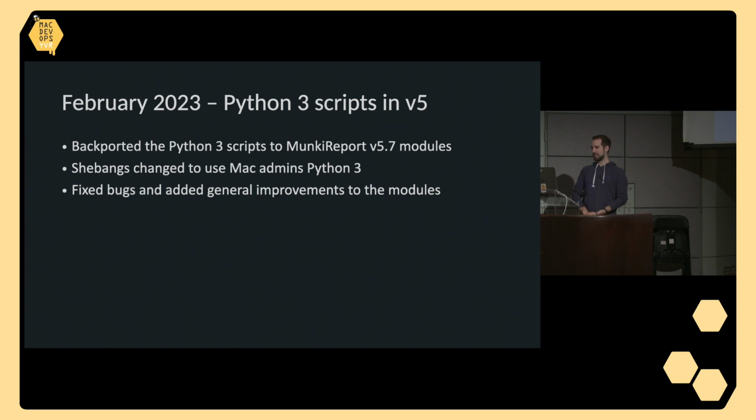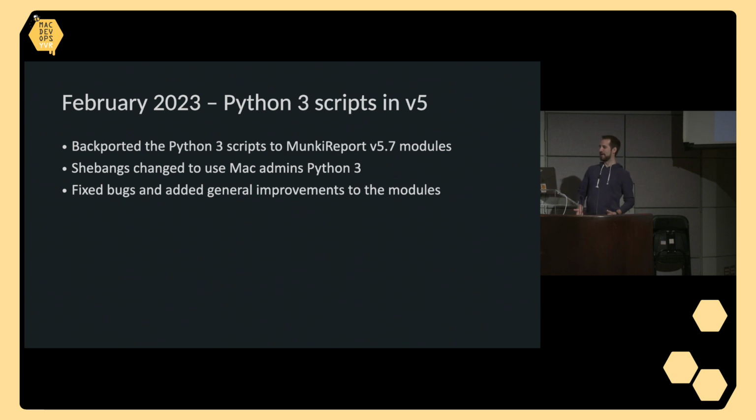February 2023, I decided, okay, I guess I have to do this, which is the open source way. It's just what you do. So I backported all the Python 3 scripts into 5.7 modules. Architecturally, they're the same. You just move the script across, change the shebangs to use MacAdmin's open source redistributable Python framework. It's amazing, by the way. And there you go. And in the process, I went through all the GitHub issues, my own list of issues and feature enhancements, and I fixed so many bugs. So many bugs.